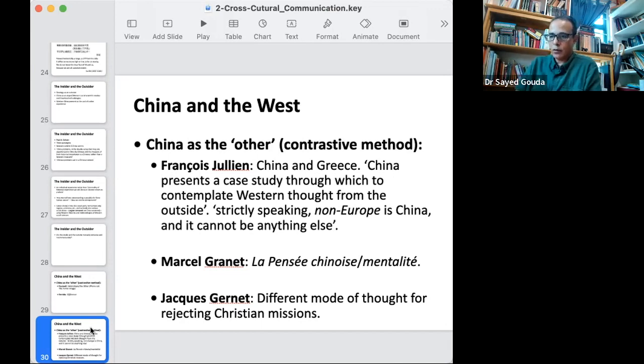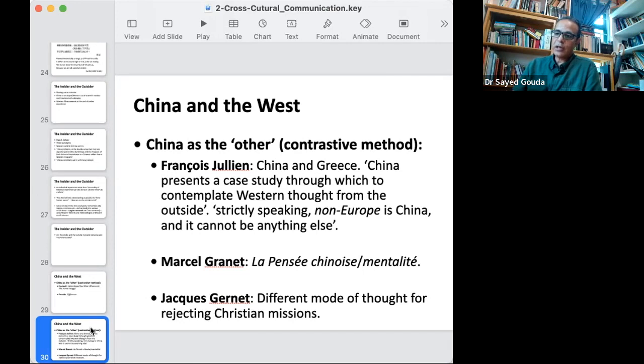Marcel Granet also described China and the Chinese way of thinking. He called it la pensée chinoise, the Chinese mentality or the Chinese thought, and also introduced it in a way that there is Western thought, and the opposite of it is the Chinese thought.